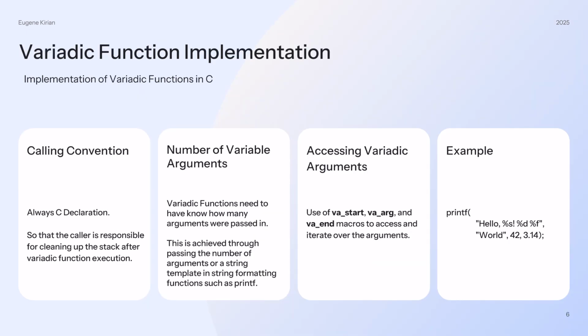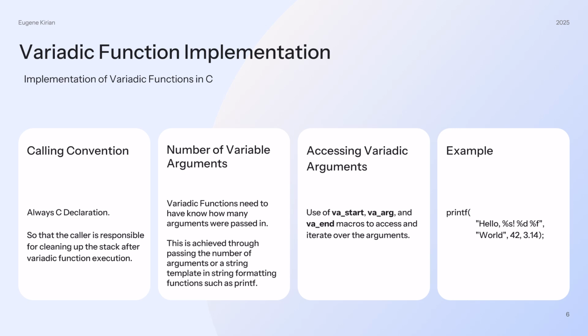So how do variadic functions actually work in C? Calling convention. Variadic functions in C always use the cdecl calling convention, which means that the caller is responsible for cleaning up the stack after the function execution. This makes sense since the function itself does not know how many arguments were passed.